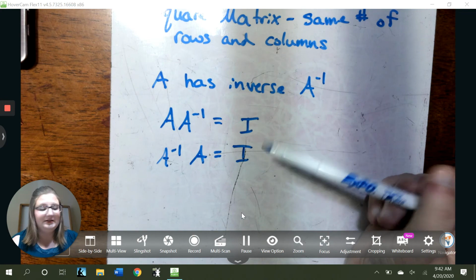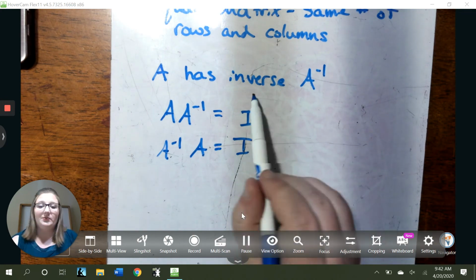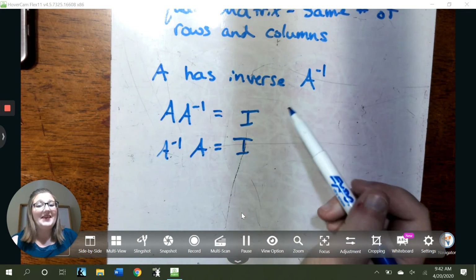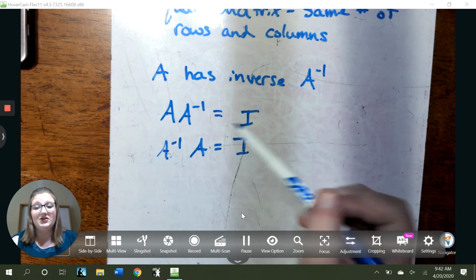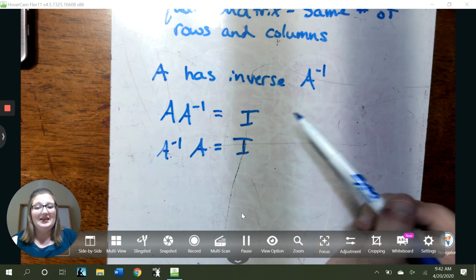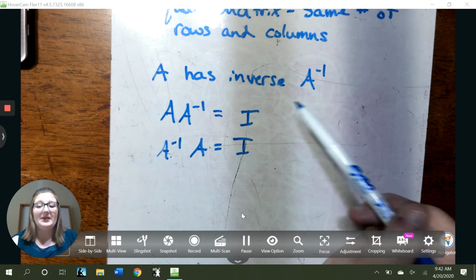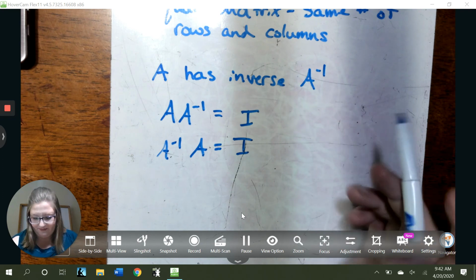So multiplying a matrix by its inverse always gives us the identity matrix. Always. So that's one of those special properties about inverse matrices, and that's going to help us later on as we get to trying to solve equations involving matrices. We'll be able to use this inverse matrix to help us solve those problems.